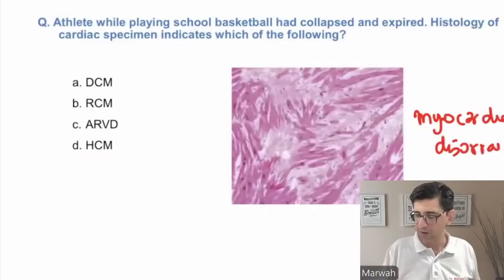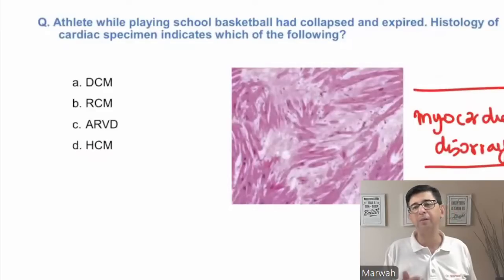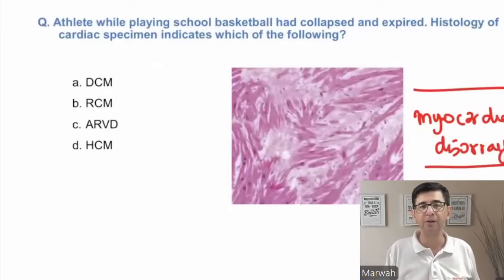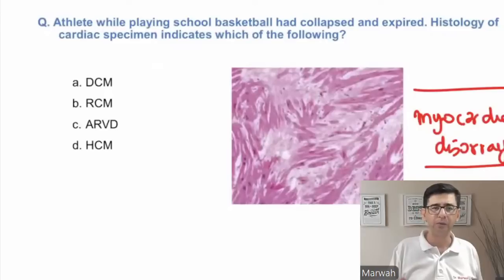The question was about a guy playing basketball, and while playing basketball, he collapsed, and that is when he would be having a sudden death. And the biopsy finding was given subsequently. So we'll go by hypertrophic cardiomyopathy in this question.